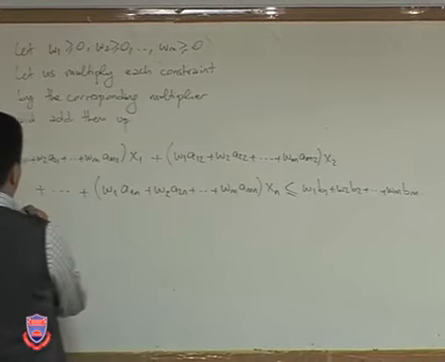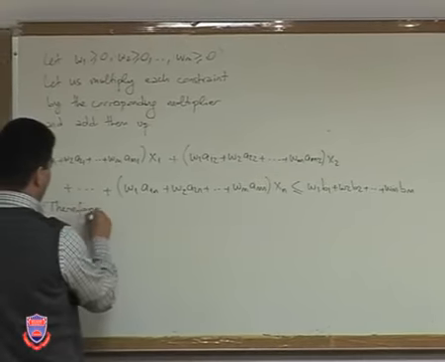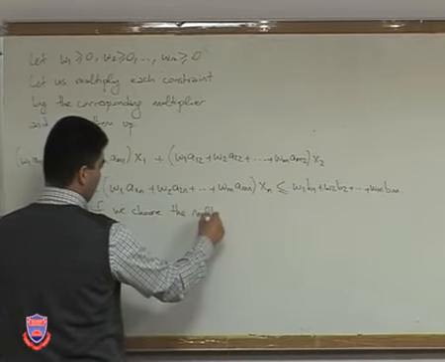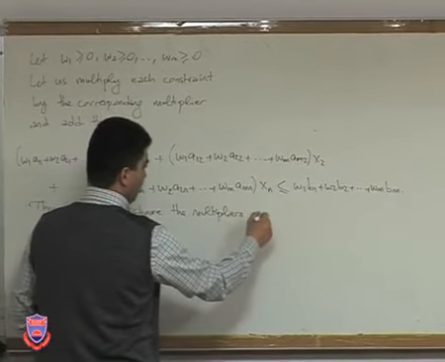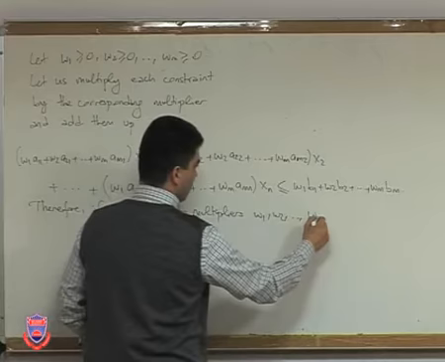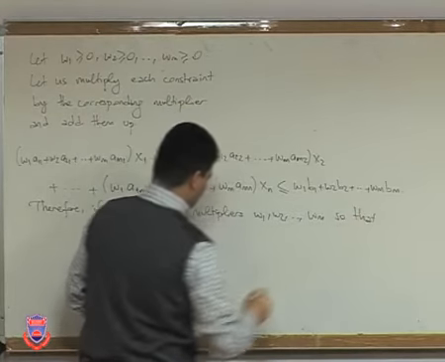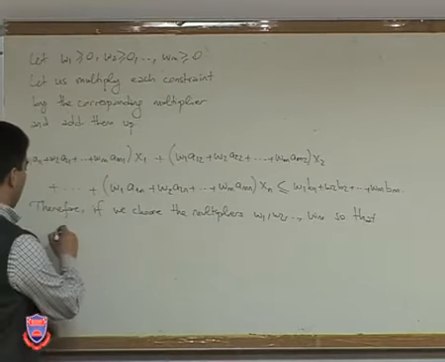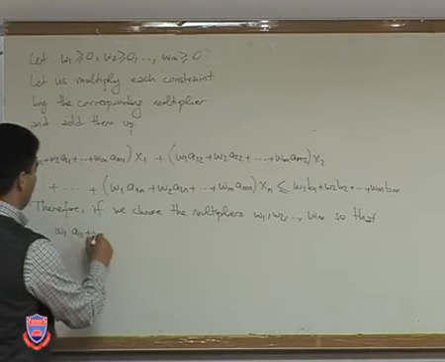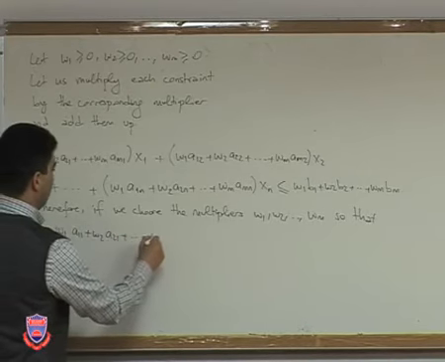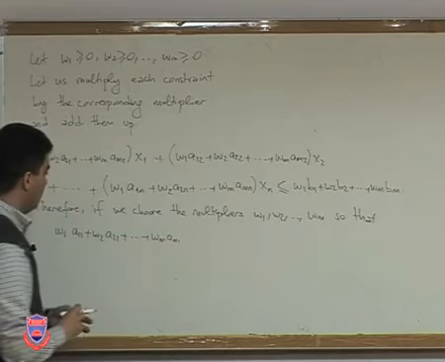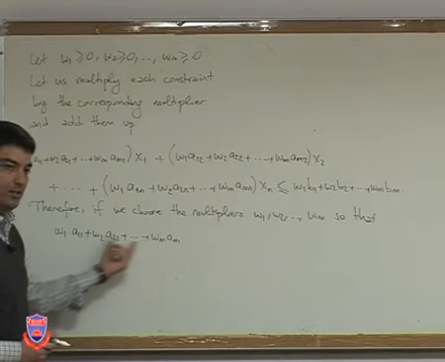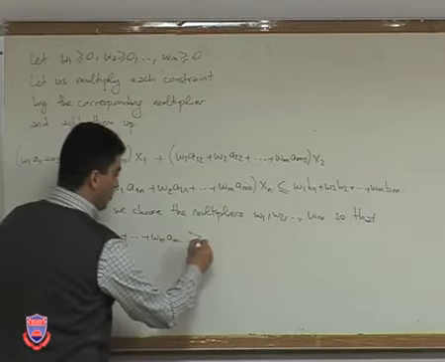So therefore, if we choose the multipliers W1 through Wm, what I'm going to do is the following. I'm going to look at the coefficient of x1. So W1 times A11 plus W2 times A21 plus all the way up to Wm times Am1. This is precisely the coefficient of x1, which depends on the w's and the aij's. And I want this to be greater than or equal to c1.